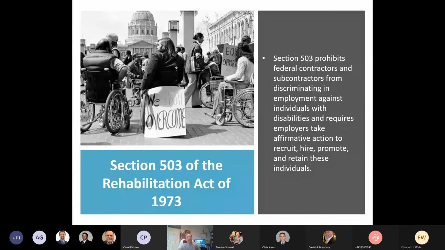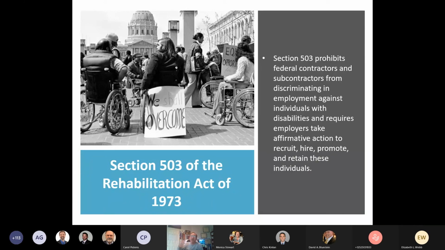But in fundamental terms, it means a disability, either perceived or actual, that prohibits an individual from being able to actively participate in what they call a major life activity.